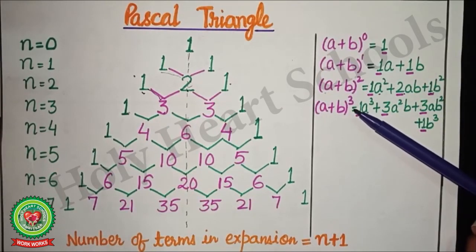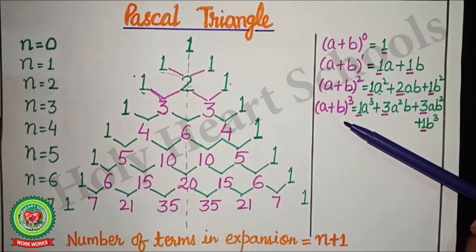Now after this, we don't know any identity. We don't know the identity for (a plus b) raised to power 4, (a plus b) raised to power 5 and so on. So we can easily find by using Pascal triangle.